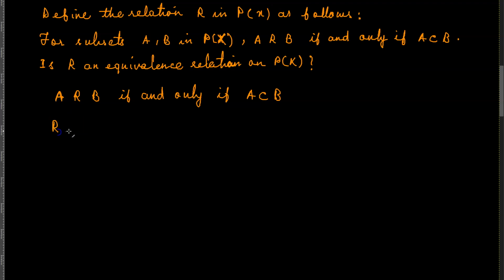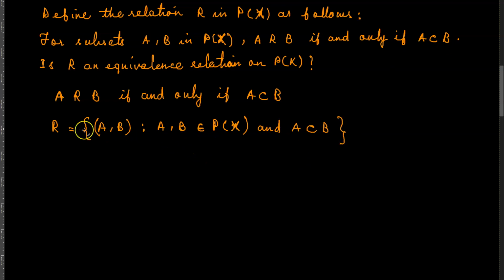So I can write the relation R as all the subsets A and B, meaning A comma B, for example, such that A and B belong to this set P of X. P of X, actually, this is supposed to be capital X, and A is a subset of B. You can write this relation this way if you understand it better this way.